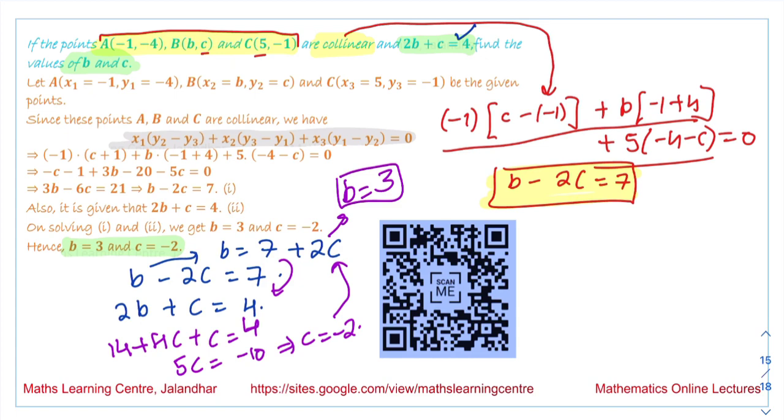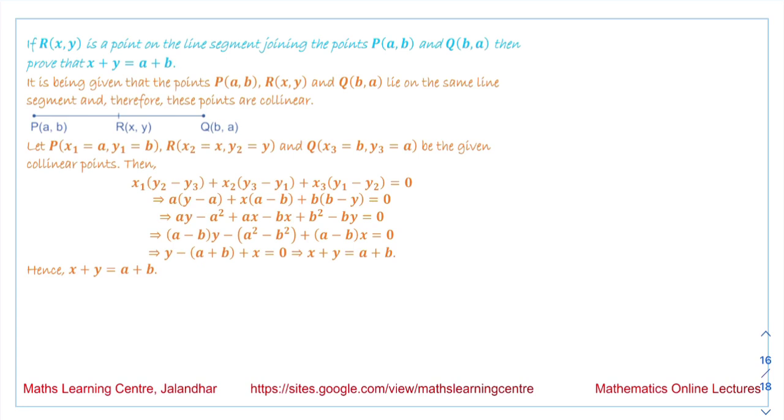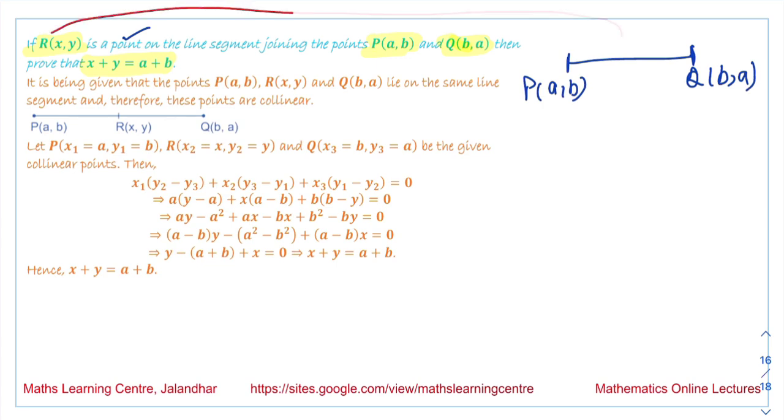Next is, if x comma y are the coordinates of the point R on the line segment joining the two points given to us, P is (a, b) and Q is (b, a), then prove that x plus y is equal to a plus b. So we are saying this is a point on the line segment. It means this is the point P (a, b), this is the point Q (b, a), and this is the point R that is lying over here. This is x comma y.